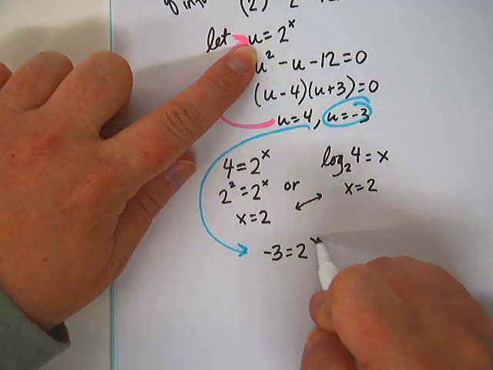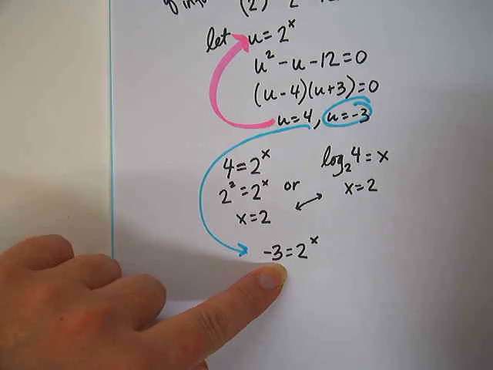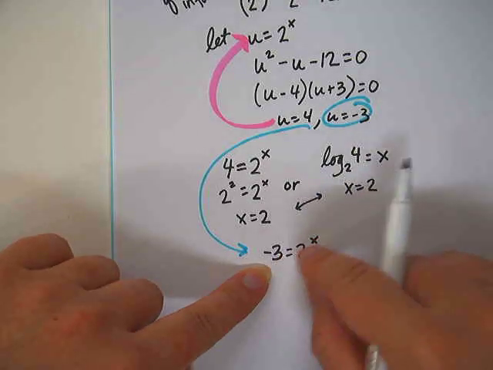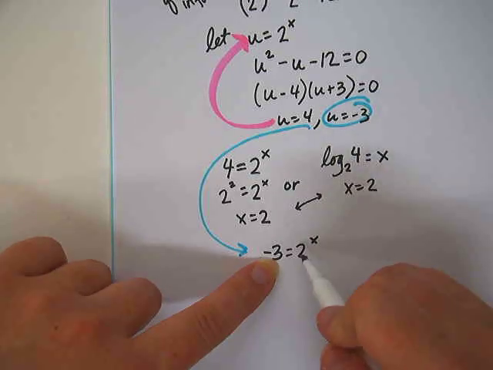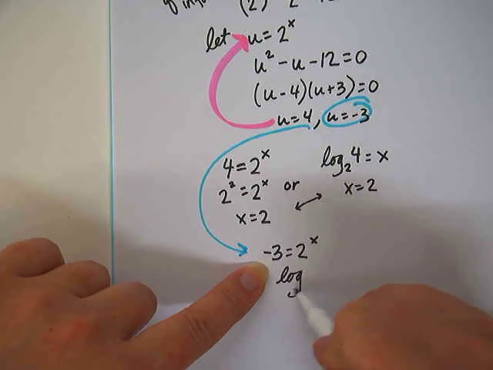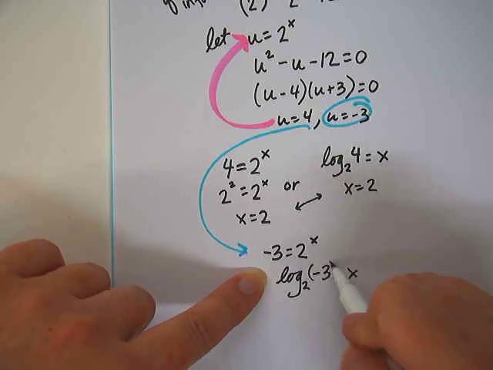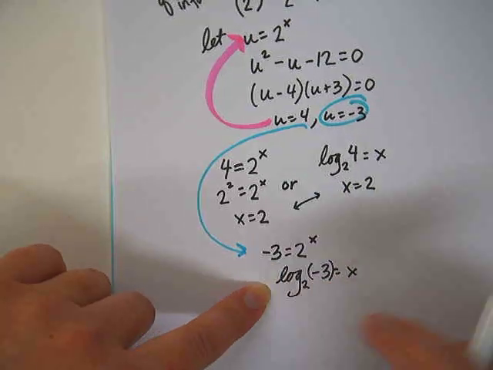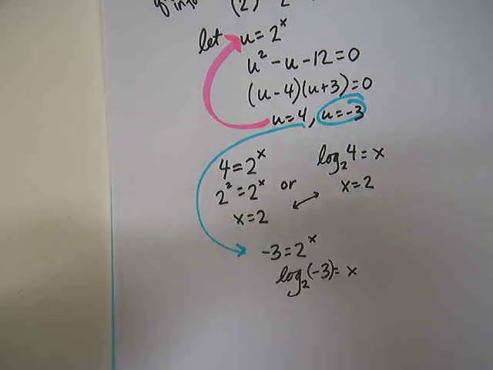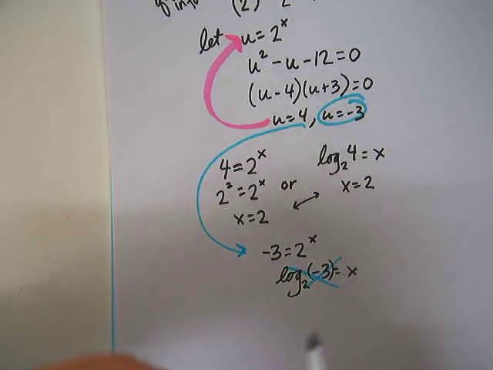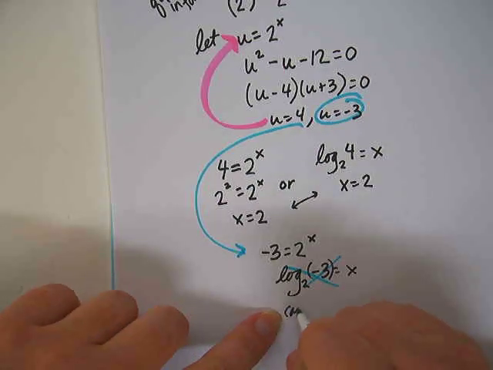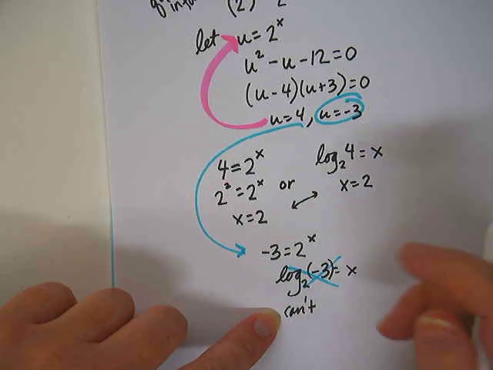So we're going to plug the negative 3 in place of the u. Is there any way to get a common power on this, or common base? No, there's not. Let's go ahead and change this one to a logarithm. So it would be log base 2 of negative 3 equals x. What's the problem? Well, we're trying to take the logarithm of a negative, and we can't do it. We can't take the logarithm of a negative.